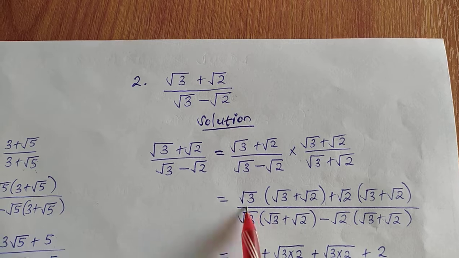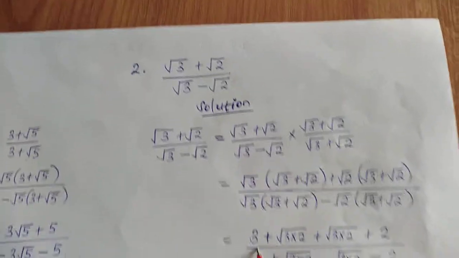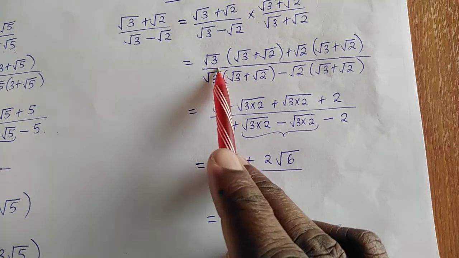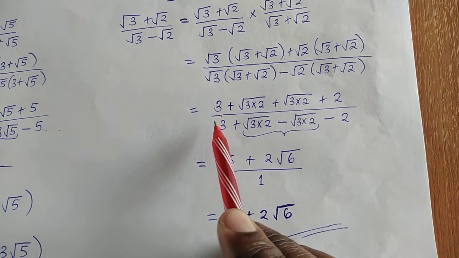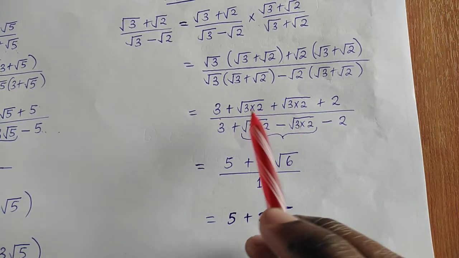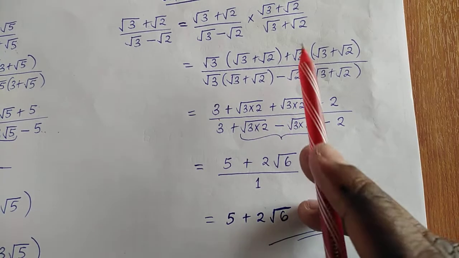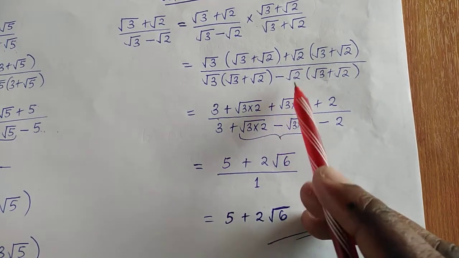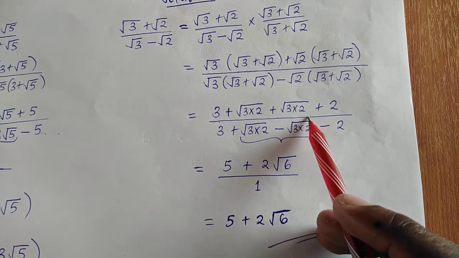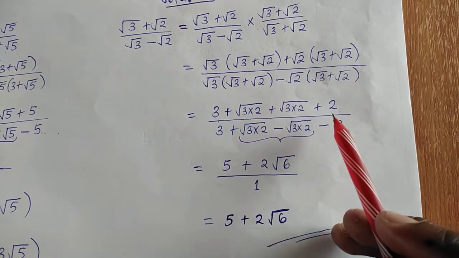And then now we can multiply. Now root 3 multiplied by root 3 gives us a 3. And then root 3 multiplied by root 2 gives us the root of 3 multiplied by 2. And then plus this, the same, root 2 multiplied by root 3 gives us the root of 2 multiplied by 3. And then plus root 2 multiplied by root 2 gives us 2.